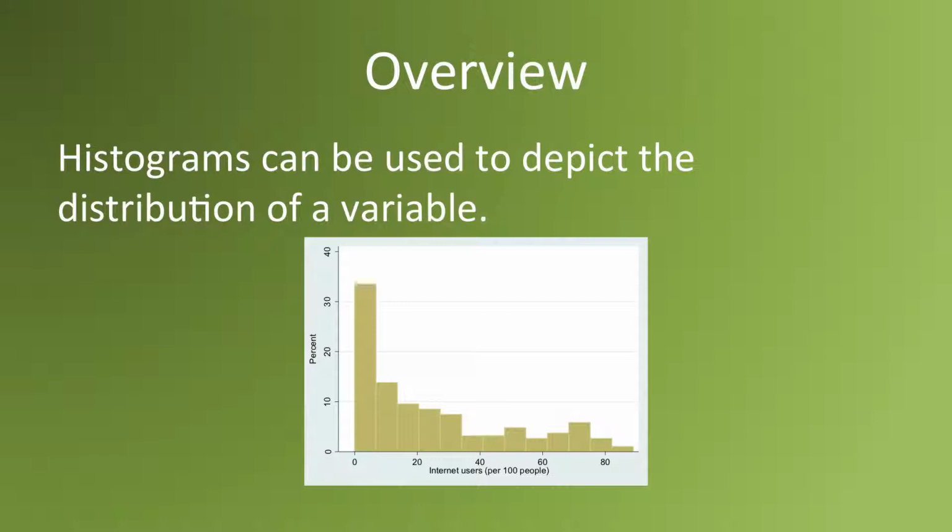The histogram shows that low internet usage countries are very prevalent. Over 30% of the sample has little to no internet users. It shows that high internet usage is less common. If you compare the bars on the right with the left, you'll see that a very small proportion of the sample has 60 or more internet users per 100 people.